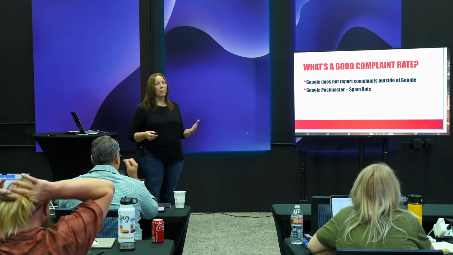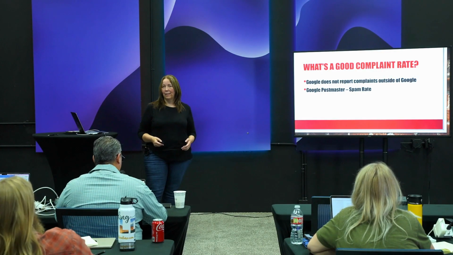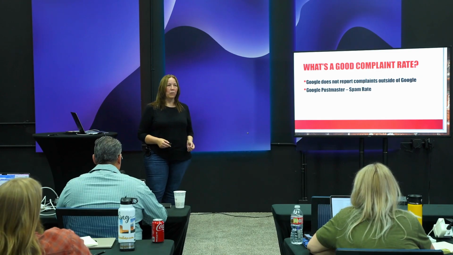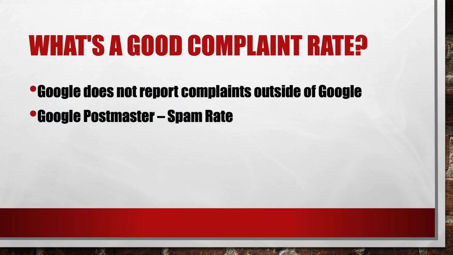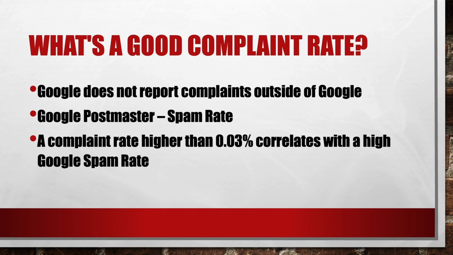So not only do we not know who it was and we can't stop sending to them, but we also have to look at a completely different spam rate to know how we're doing with the Google users. So that 0.03 that I was talking about, that is all of the people that you're sending to that is not Google. So in order to find out how we're doing with the Google users, we have to go to Google Postmaster and look at the spam rate.